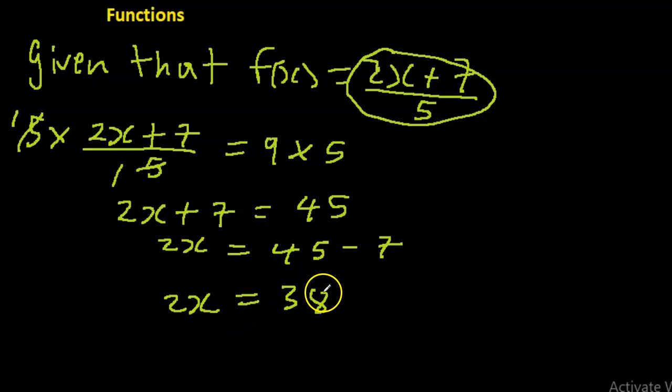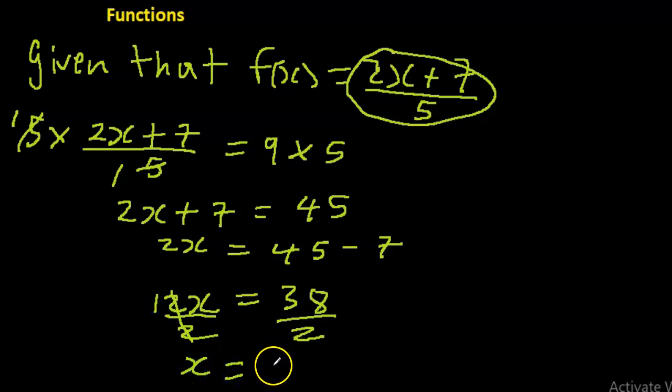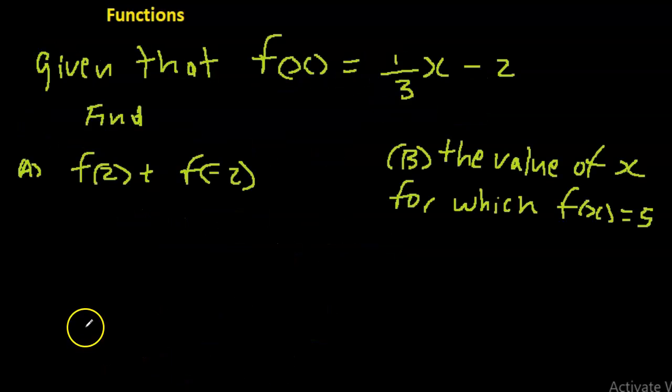So 2x equal 38. You want the x, so divide both sides by 2. So 2 into itself leaves you with 1x or just x. So 38 divided by 2, that's 19. So the value of x is 19. Let's look at another problem.